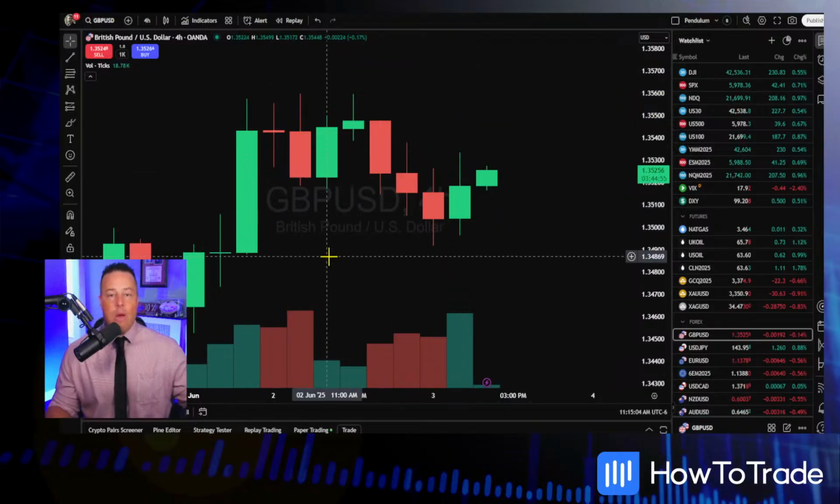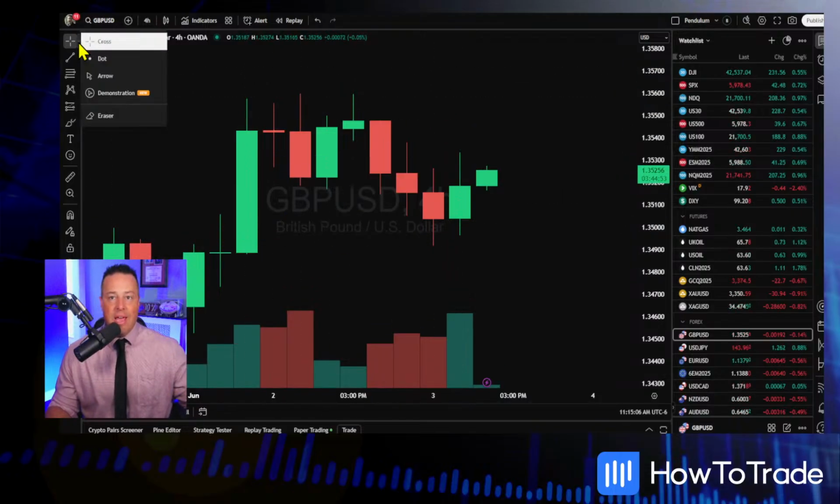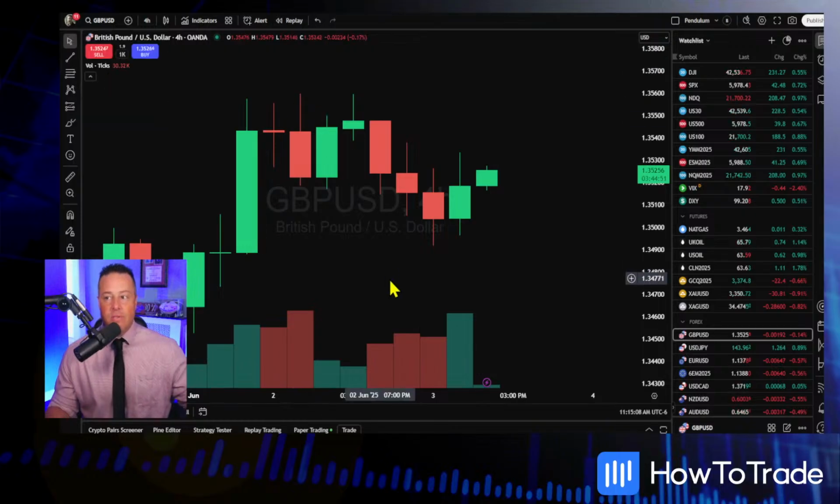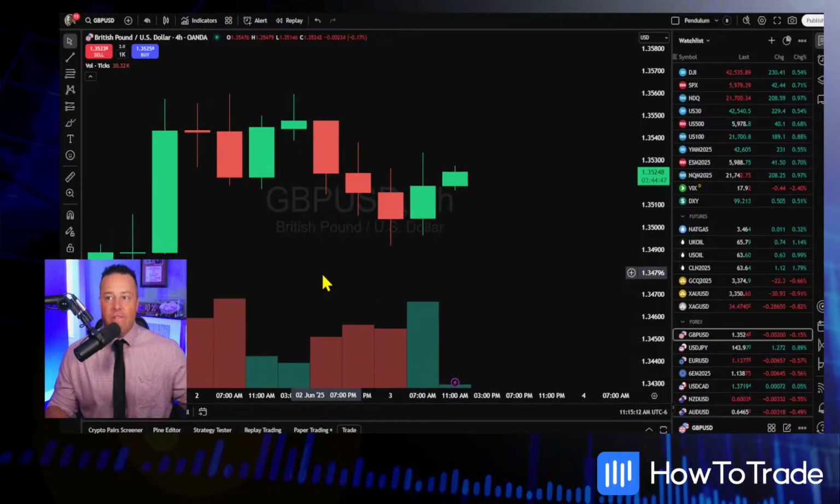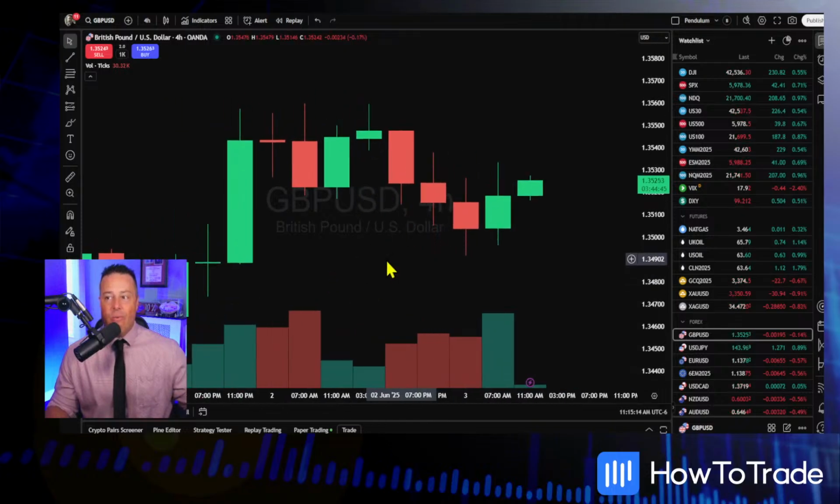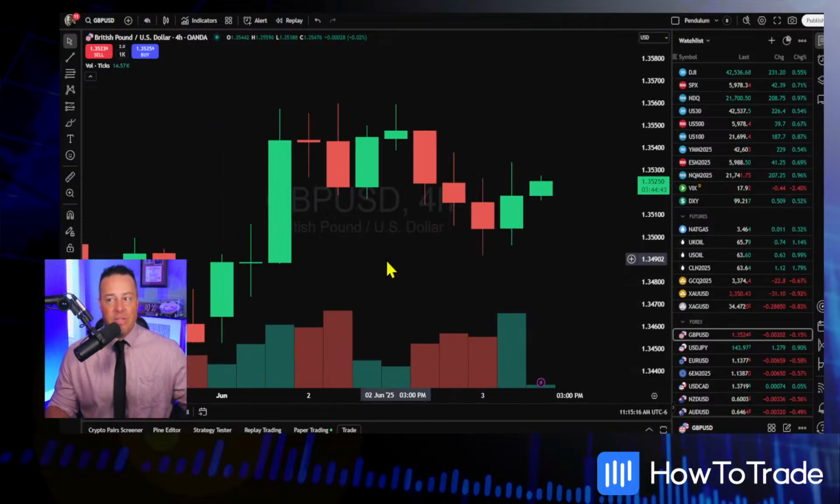Now, the first thing that I want to do is locate my support and resistance levels. Support and resistance levels are relatively straightforward. What we're looking for is just a basic range. That's it. That's all I want is a range.